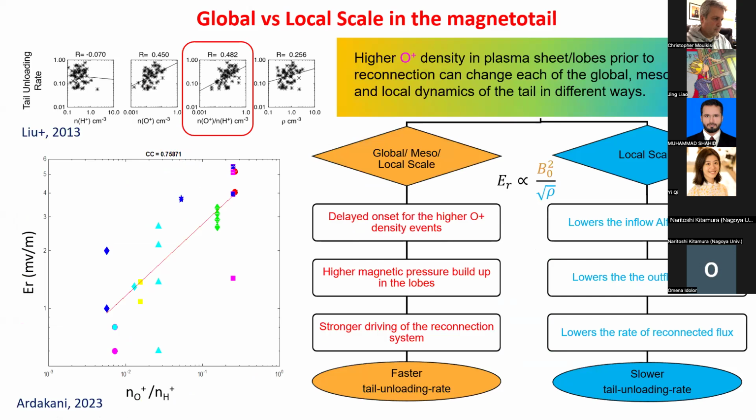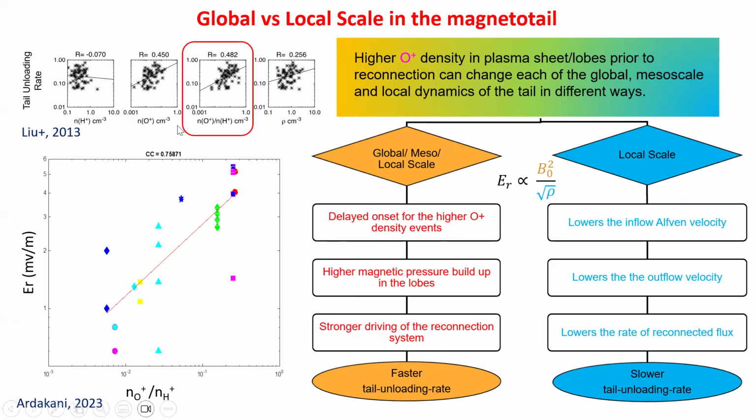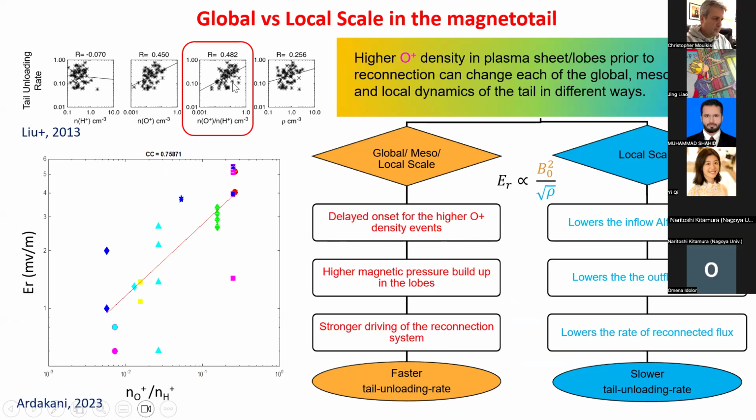What's strange is that the opposite appears to be true in the magnetotail. Basically, the more oxygen you have, the more you delay the onset. The more pressure you need to have built up in the lobes to get onset. And then once you have onset, the unloading rate increases with the more oxygen you have.